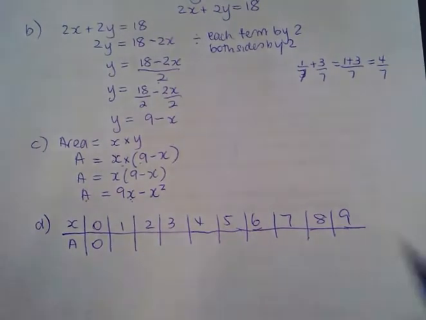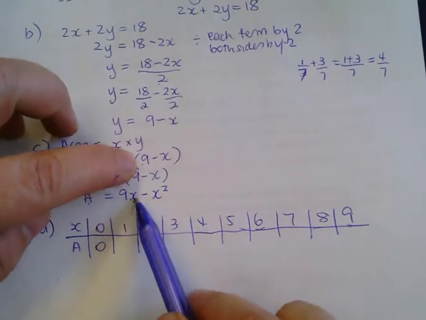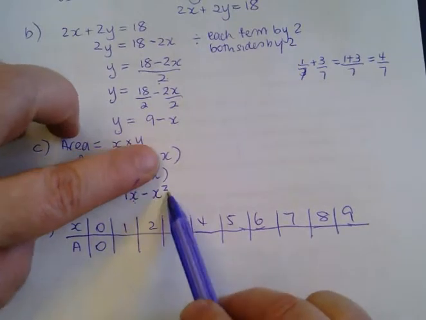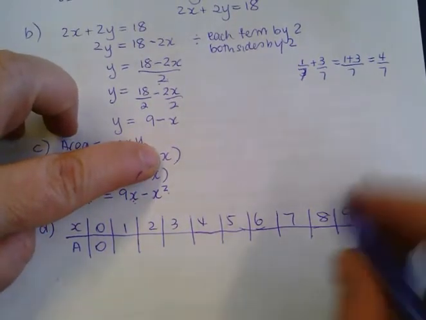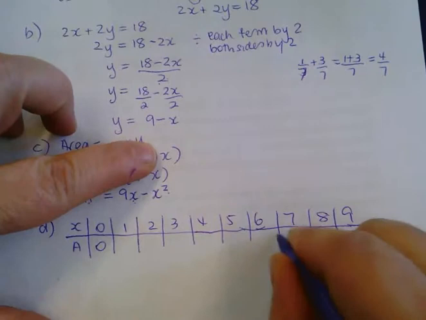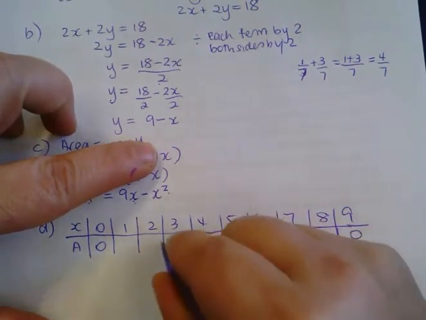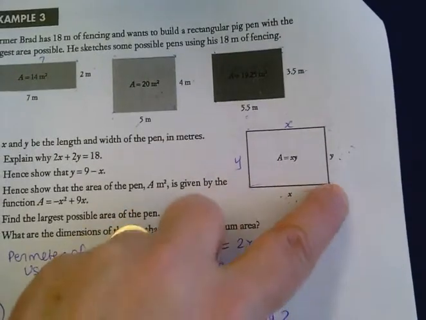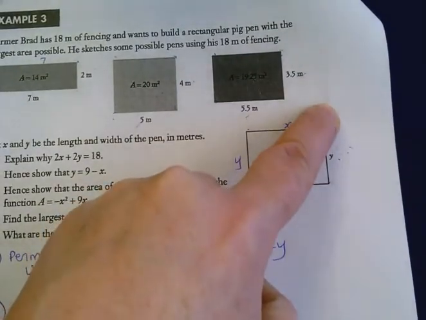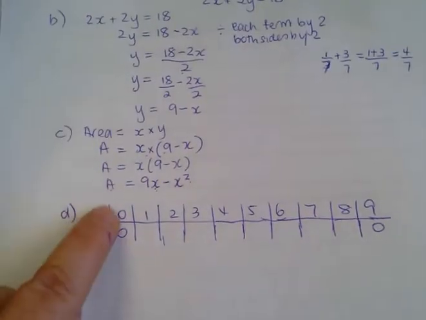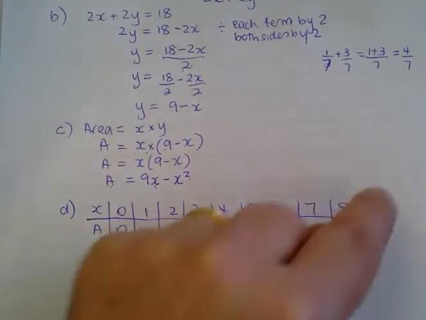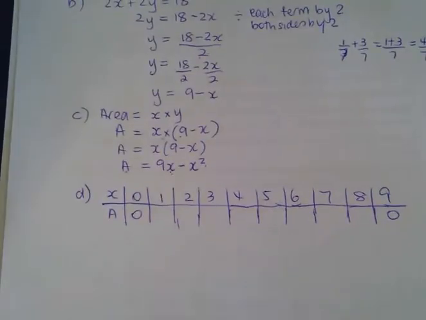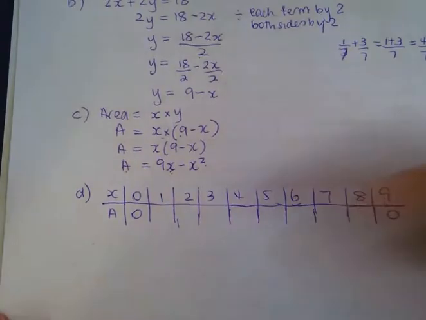Now, when x is 9, 9 times 9 is 81, minus 9 times 9 is 81. We already know that if x is 9, you would have no area. Didn't we say if x was 9, that would have to be 0 because the perimeter is 18? Yeah. So if x is 0, you get no area. If x is 9, you get no area. All right? So now we're going to try the other values.